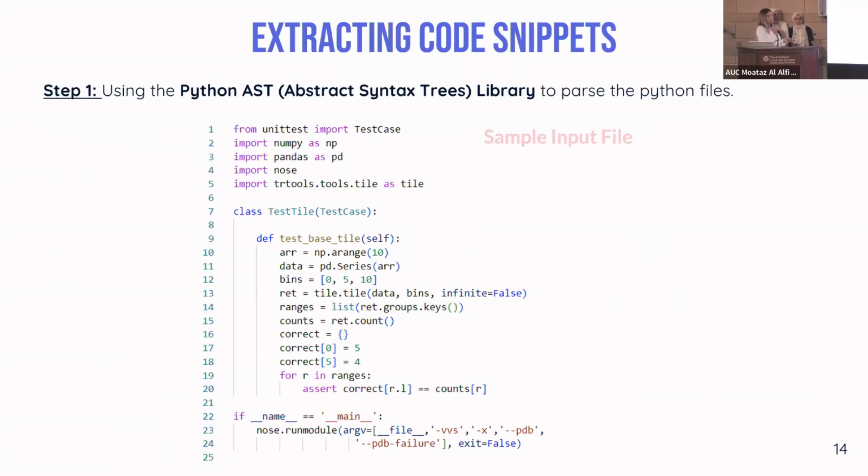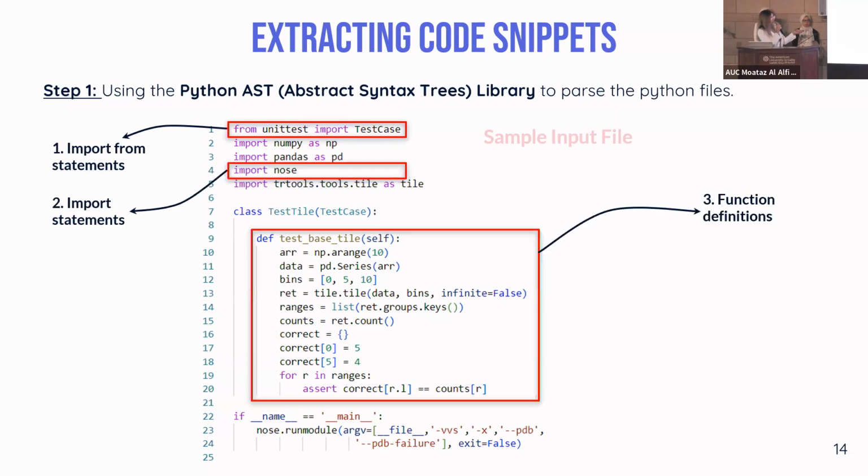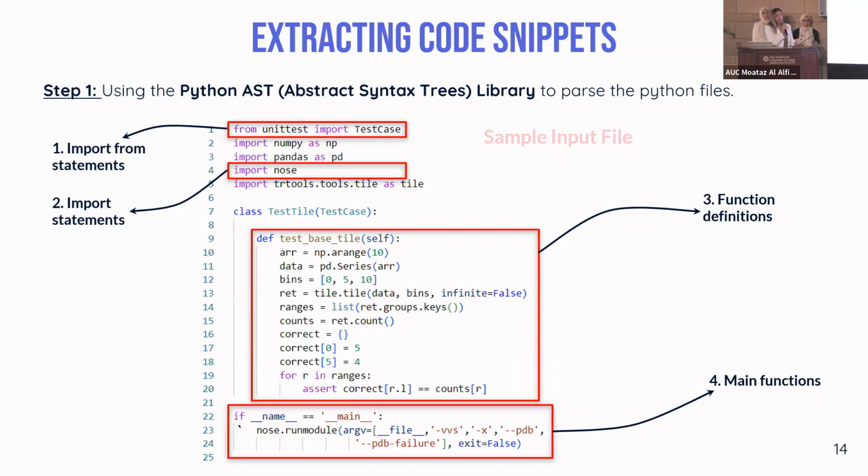So the first step for creating the snippets is to parse the Python files using the Python AST library. This is a sample input file from our dataset. Out of each file, we extract the import from statements, import statements, the function definitions, and the main functions. And if a Python file does not have any functions, we take the whole file as one snippet.